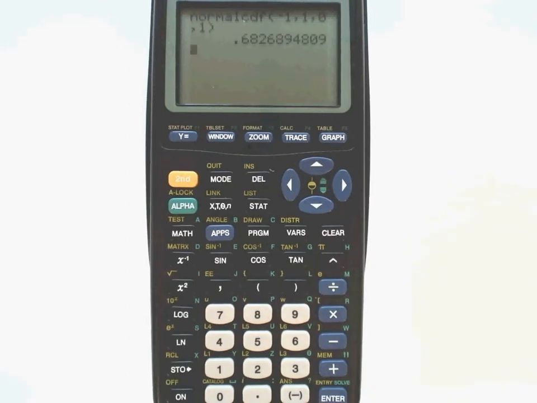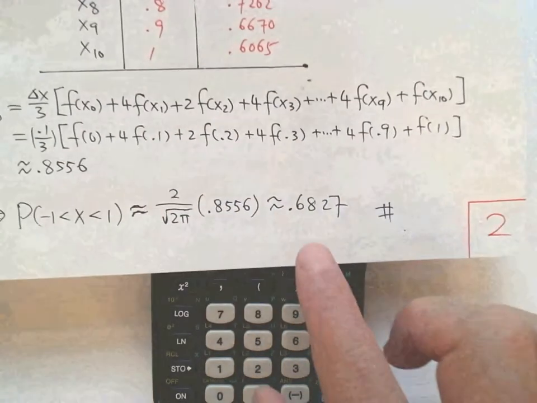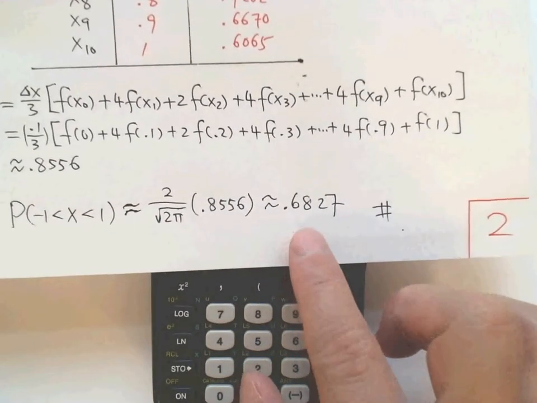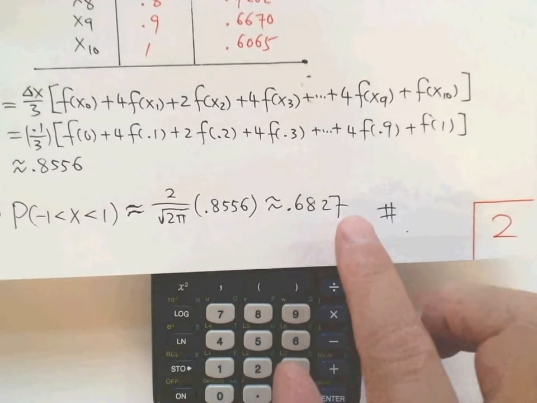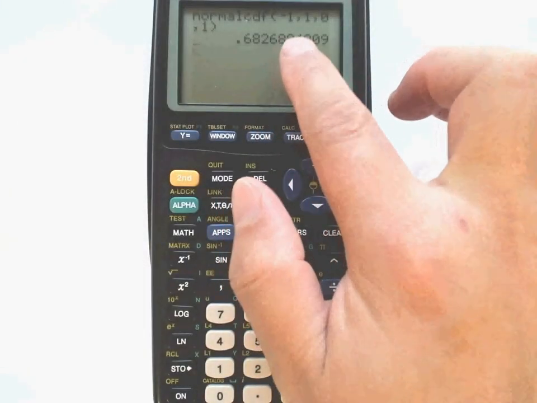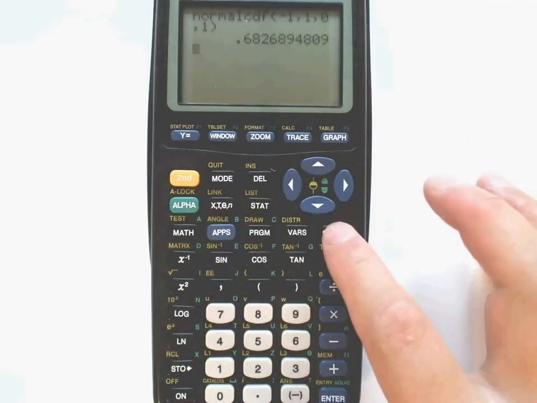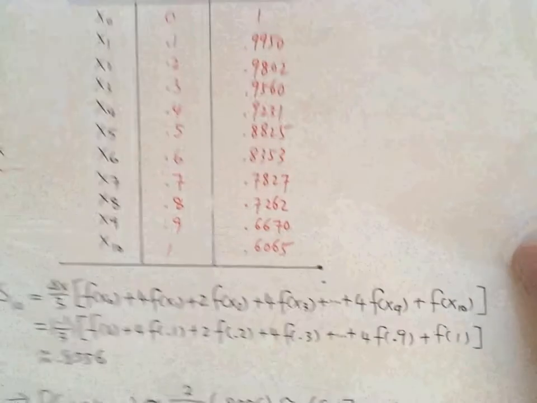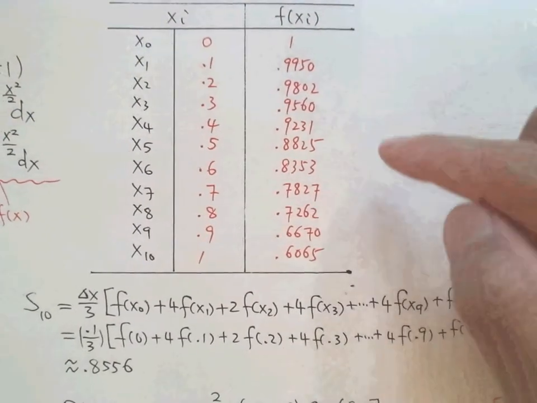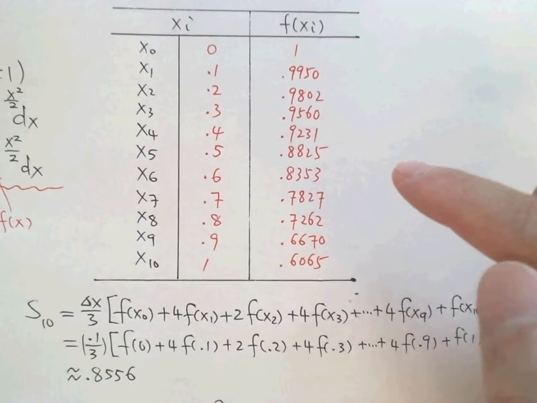See, this is what the calculator gets: 0.6827. Ours was 0.68268, exactly consistent, right? Okay, good. And I clear everything. Now, lastly, if someone forgets how to do Simpson's rule in the calculator, I'm going to show you again.